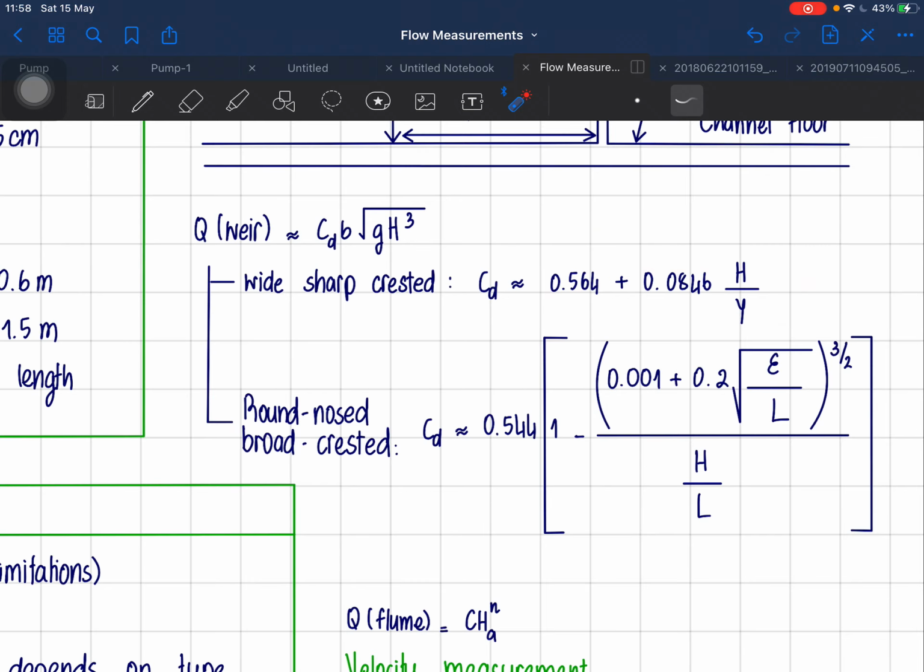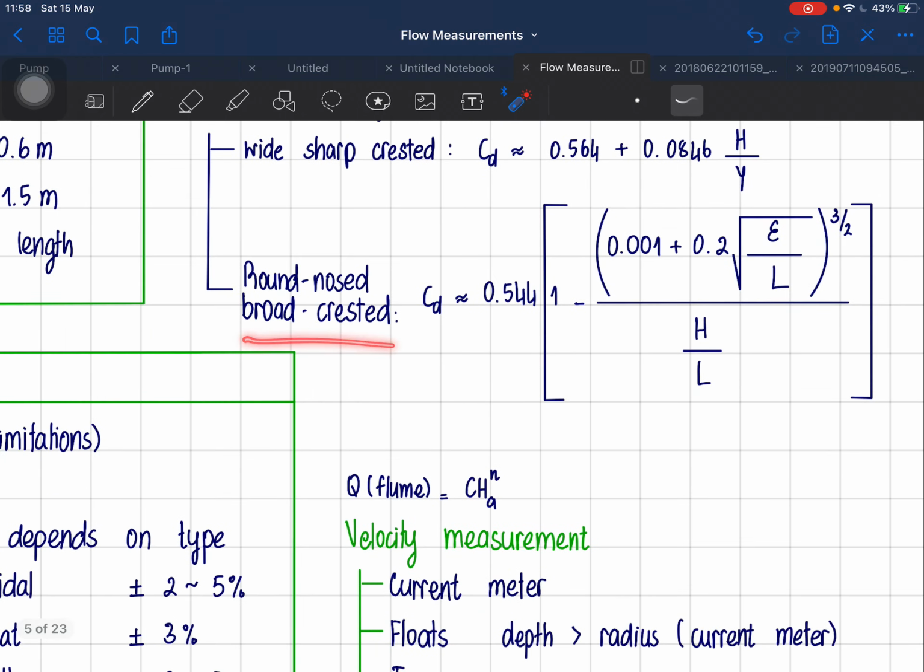It will make some sense when we do the exercise, where we will see a lot of different things. Y here is the height of the weir plate, and H is the head. All of them are in meters, so meter over meter, this will be dimensionless.